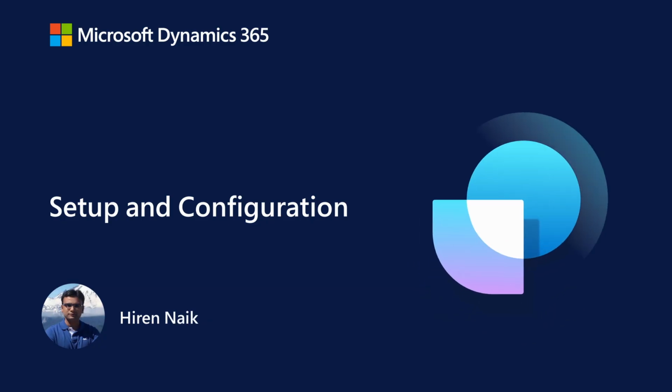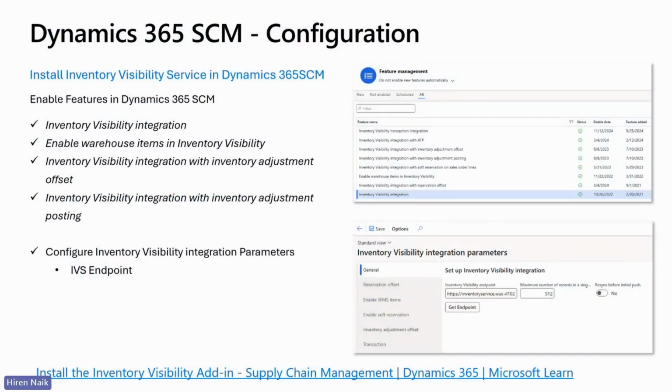So now that we have looked at the high level architecture and the different pieces of the puzzle, let's look at the configurations you need in order for this solution to work. The very first thing is that you will have to install the inventory visibility service on Dynamics 365 Commerce.